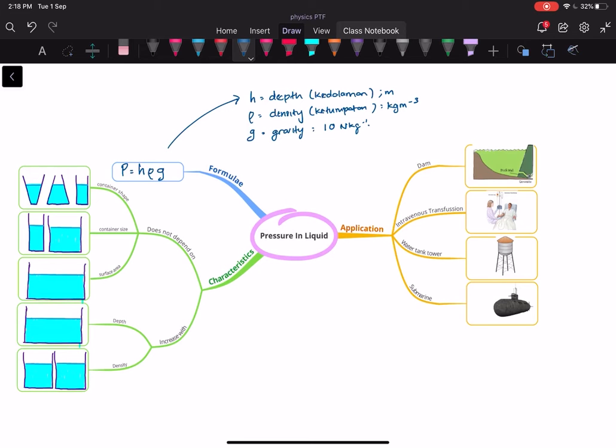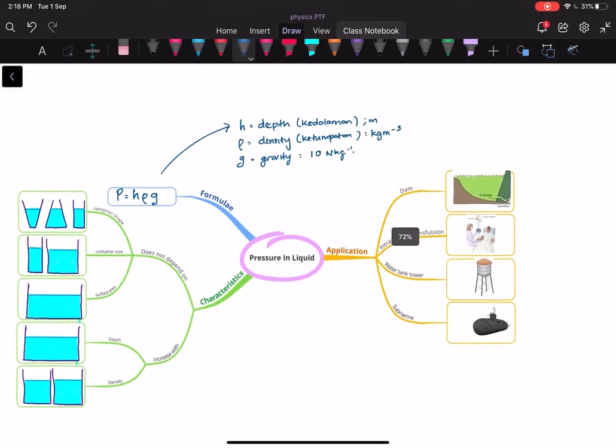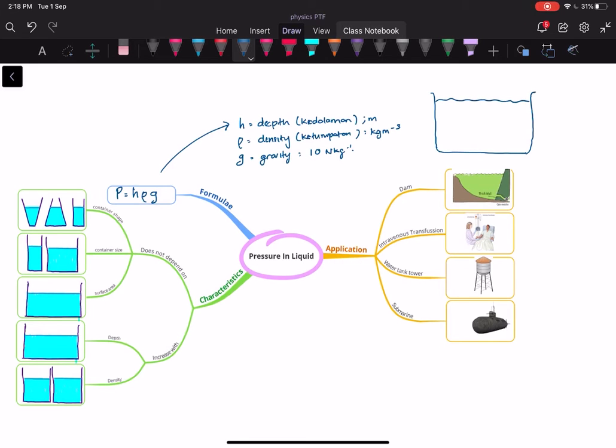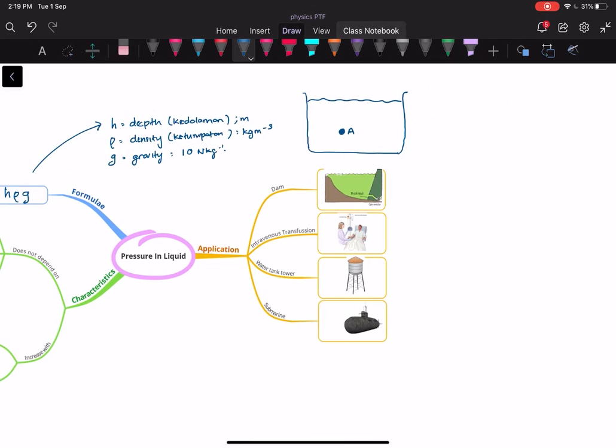Now, bila formula ni menyatakan kedalaman, apa itu kedalaman? Konsep kedalaman ya. Student really need to understand what does the depth here means. So example, let's say we have a bucket of a liquid here. Let's say the level of the liquid is here and there is an object here. Let me call this as an object A. Now, if I want to find the pressure at point A here, I'm going to use the formula H rho G. But my question here is, what is the H value here represent to?